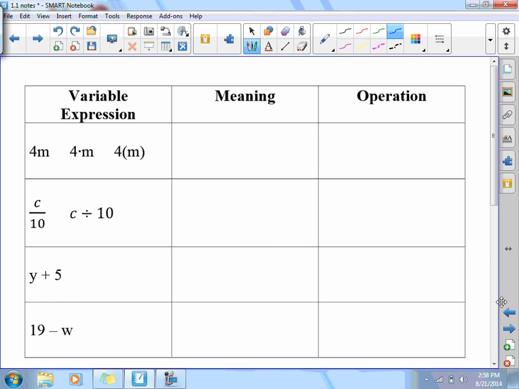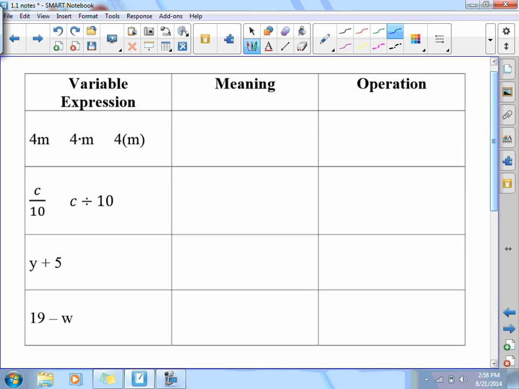Now, before we get into evaluating mathematical expressions, we need to make sure that we understand the meaning of the expressions. So here we have 4m, 4 dot m, that dot stands for times, and then we also have 4 parentheses m, and then you close the parentheses behind it. So all of these expressions mean 4 times m. These are 3 different ways that you can represent multiplication.